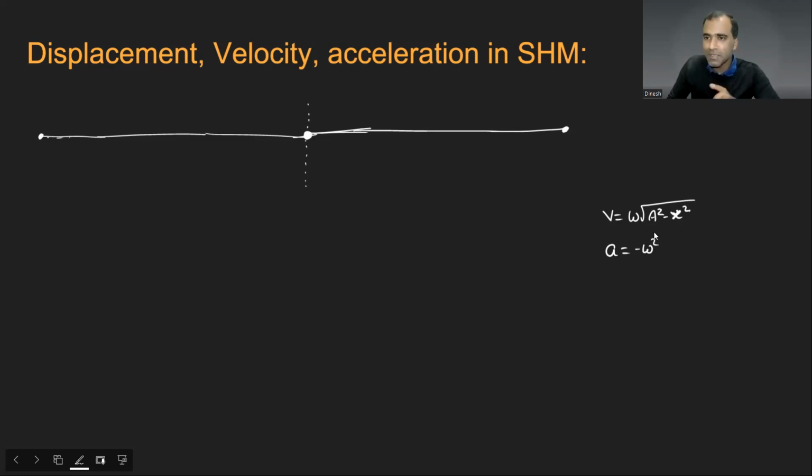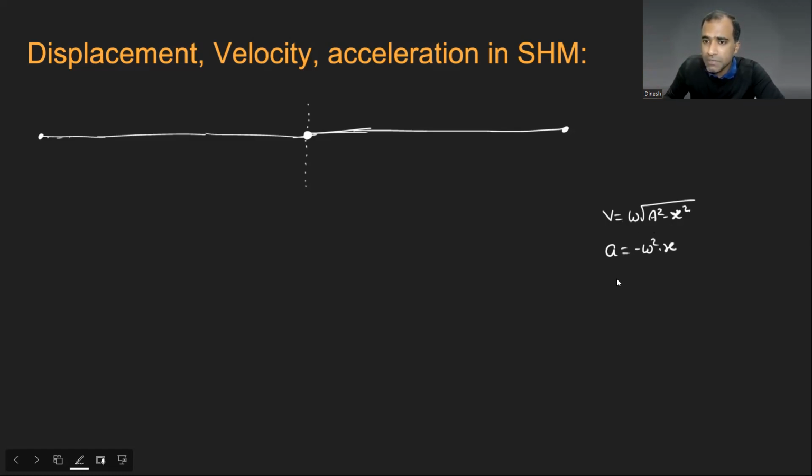But in any problem, if they want, they can use some other letter also. But they'll say this is displacement. If the displacement letter is denoted by p, you write it as a equal to minus omega square into p. Any letter can be used. Our confusion should not be with the letter. So this is the relation between velocity and displacement, and acceleration and displacement.